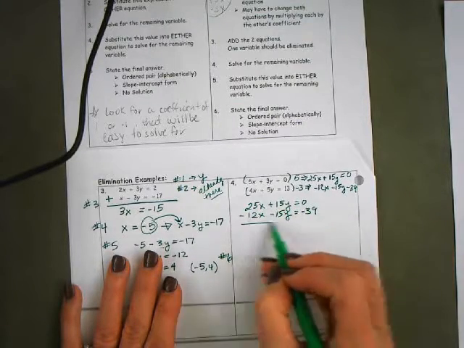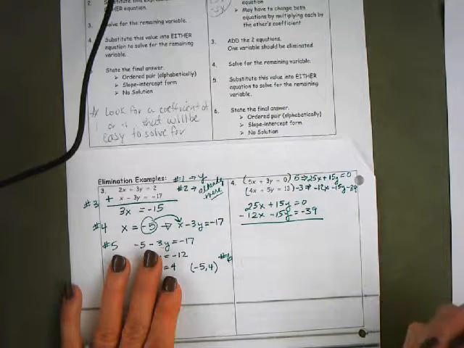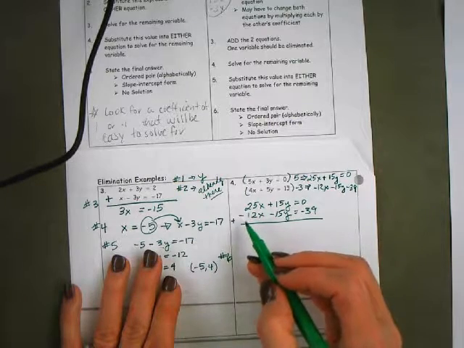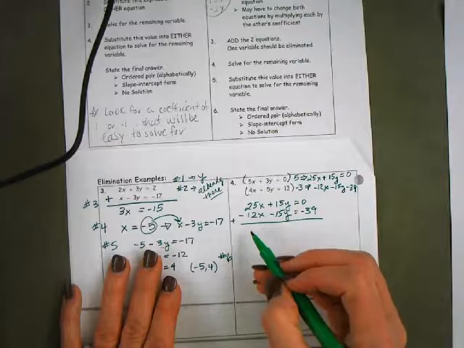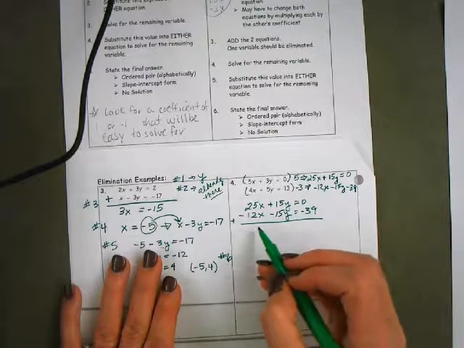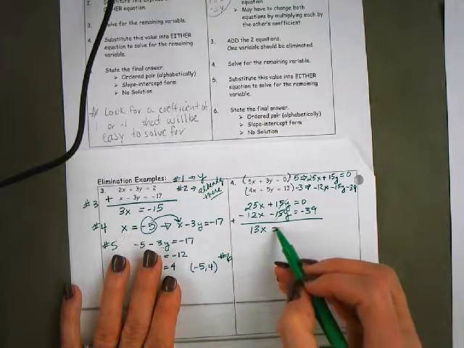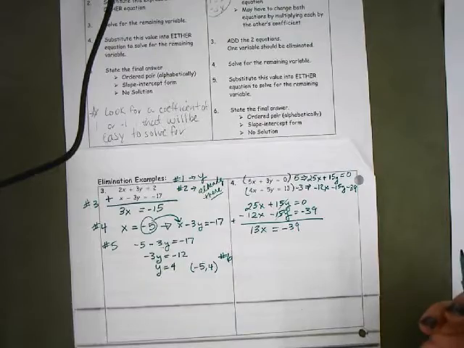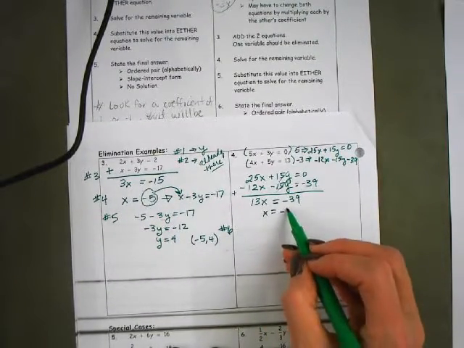Okay, so you guys got what I did? Okay, so now what's my next step? Add them together. So 25 plus a negative 12 becomes, any takers? 13x. Okay, these cancel, and I'm left with a negative 39. Okay, so now I divide by 13, x equals then a negative 3.